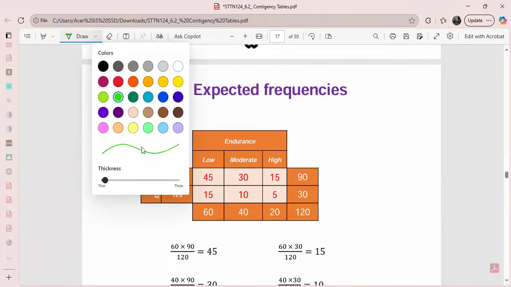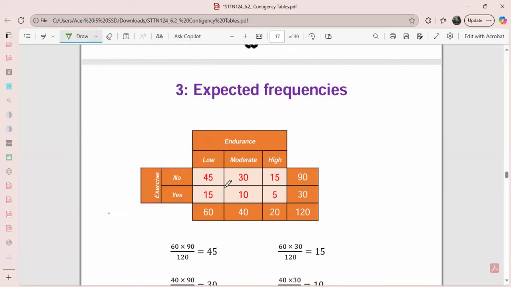Maybe I can use this one and put this. This is how you do it. Remember I said the row total multiplied by the column total. We're going to start with the one here for no.